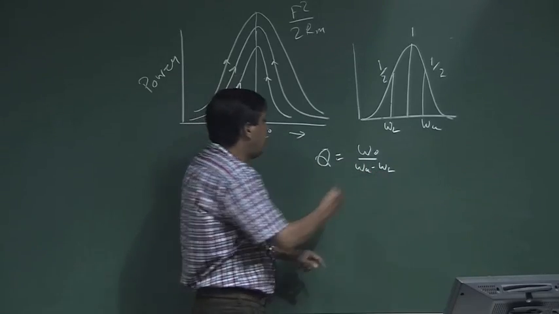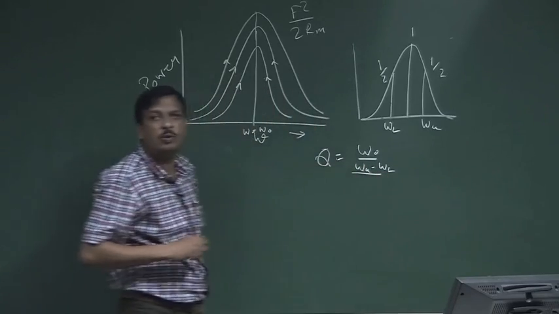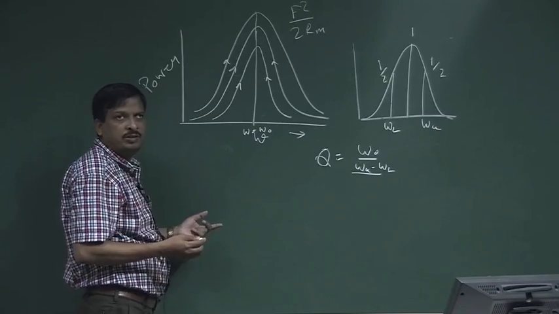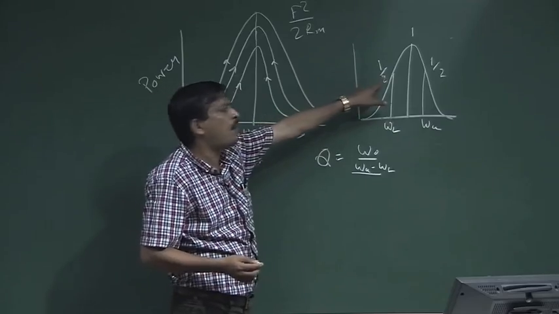Now, how do you get the values of the parameters omega L and omega U? Now, think of a mechanical system, we said it is half power.